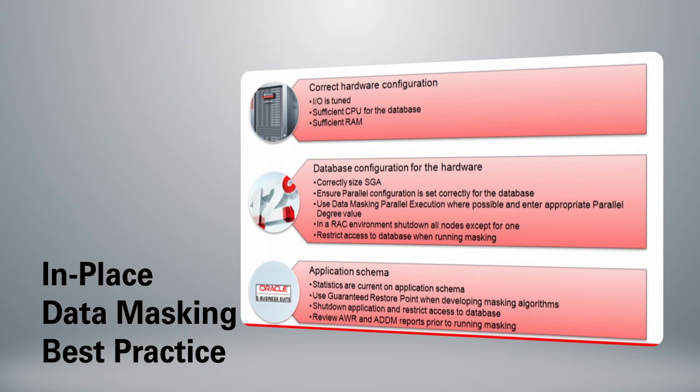Additionally, configuration of the database. Some of the items here, correctly sized SGA. And then utilize the parallel execution capability within data masking, and set the degree of parallelism accordingly. Application schema, make sure the statistics are gathered correctly. And that's important to understand, that we generate and then run a process inside the Oracle database in your staging environment to mask the data. And that provides us with the flexibility as well as the performance unparalleled by our competitors.